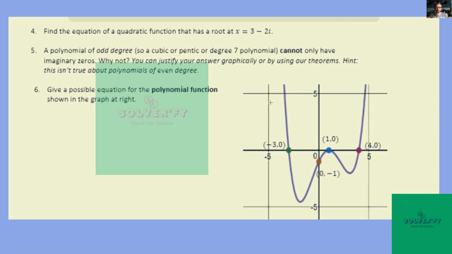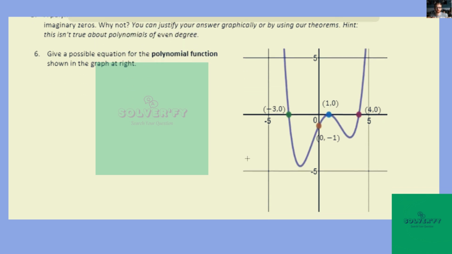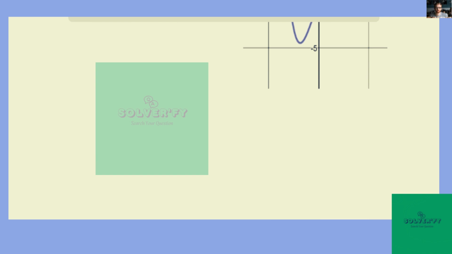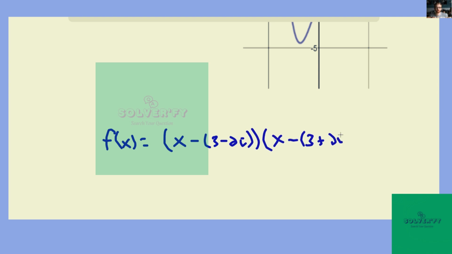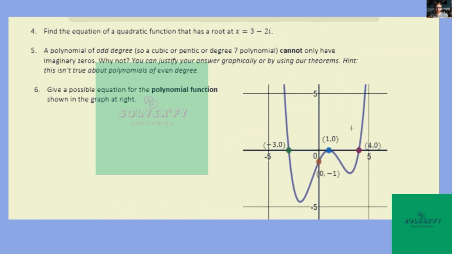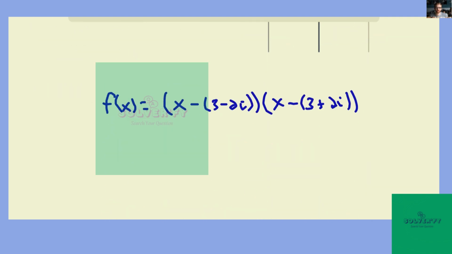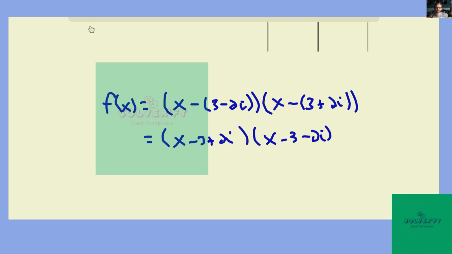A quadratic function that has a root of 3 minus 2i, I'm going to do my work down here. If it has a root of 3 minus 2i, then a factor would be x minus (3 minus 2i), but also its conjugate, 3 plus 2i, would be a 0. So this is x minus 3 plus 2i and x minus 3 minus 2i after distributing the negatives.